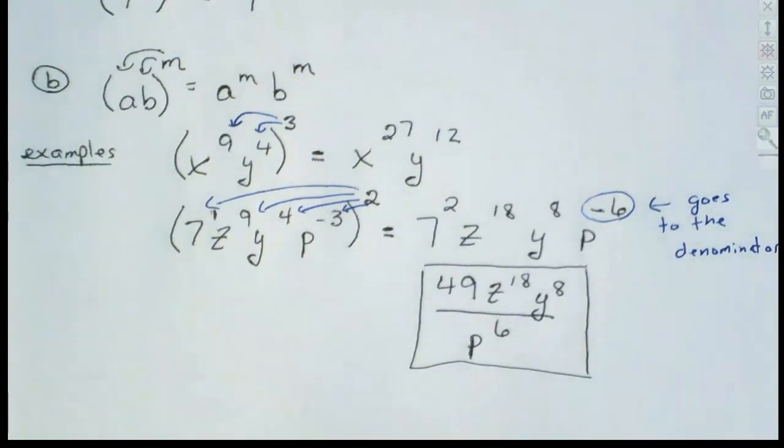We never want to leave negative exponents in our final answer. What we do is we bring them down below. And if they're negative down below, then they come up to the top.